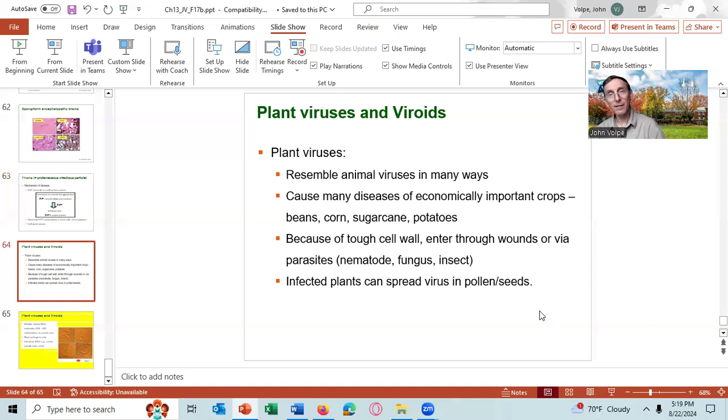Plant viruses resemble animal viruses in many ways, and they cause diseases of economically important crops, such as beans, corn, sugarcane, and potatoes. The only plant disease I know is tobacco mosaic disease, which causes disease, obviously, in tobacco plants and then related plants like tomatoes.